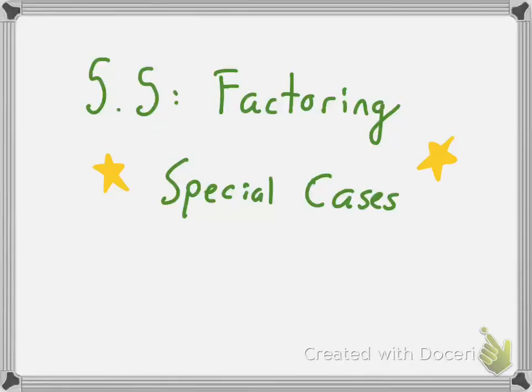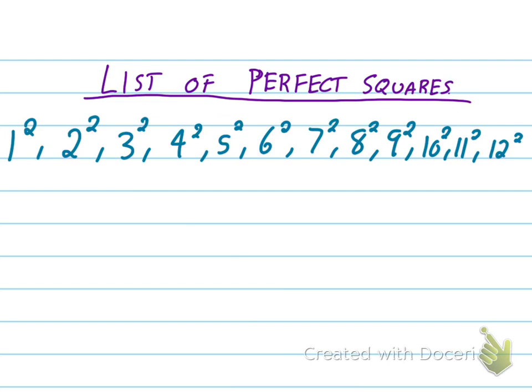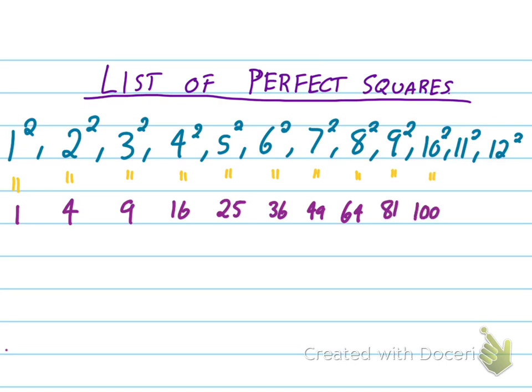In section 5.5, we're going to be looking at special cases of factoring. Before we get started, it's going to be important to write down your list of perfect squares. We're going to be looking at 1 through 12. 1 squared, or 1 times 1, is 1. 2 squared is 4. Then 9, 16, 25, 36, 49, 64, 81, 100, 121, 144.